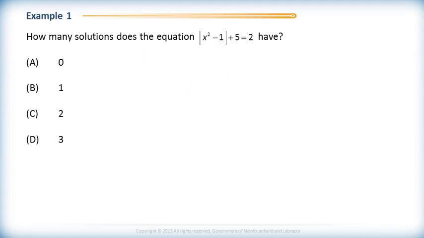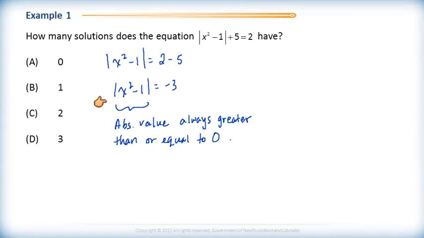Example 1. How many solutions does the equation absolute value of x squared minus 1 plus 5 equal 2 have? The simplest way to go about this one is to isolate the absolute value part. So we have absolute value of x squared minus 1 equals 2, subtract 5. Absolute value of x squared minus 1 therefore is equal to negative 3. But recall, absolute value is always greater than or equal to 0. So therefore there is no solution. Our answer is A.